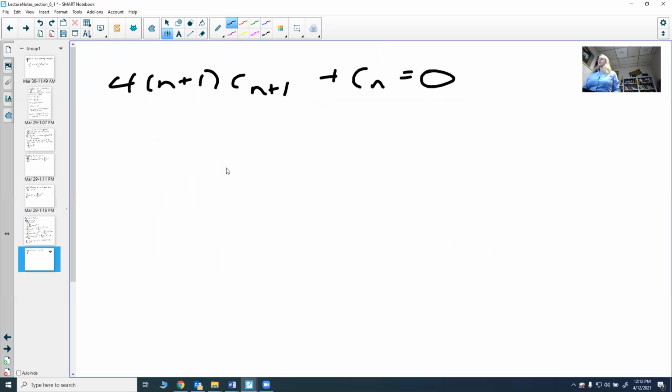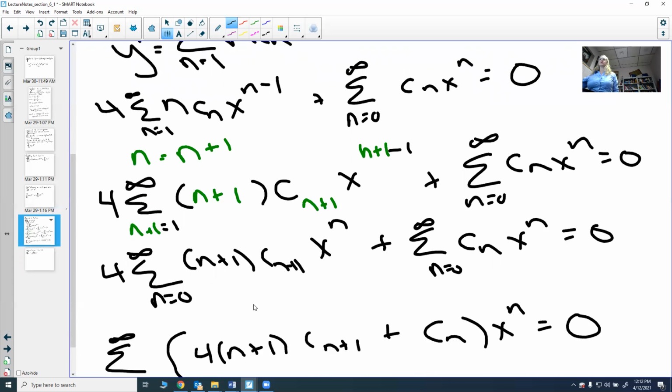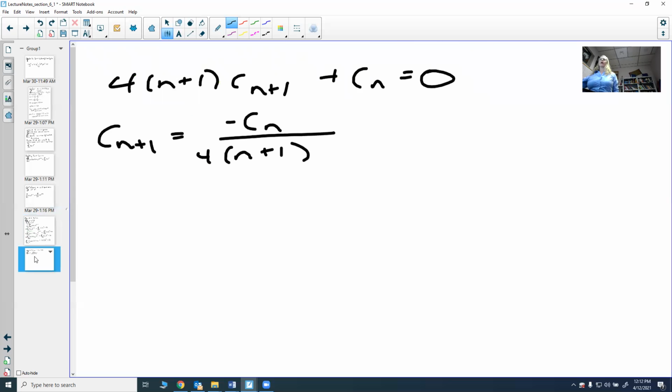So what we could do here is solve for one of these two c's. It makes more sense to solve for c sub n plus 1, because it's just one more n, so it's a little bit easier. We're going to get c sub n plus 1 by itself. So it's going to give me a negative c sub n over 4 times n plus 1. The thing to realize is that my summation started at n equals 0 and goes on to infinity, so my n starts at 0, goes to 1, 2, and so forth forever.